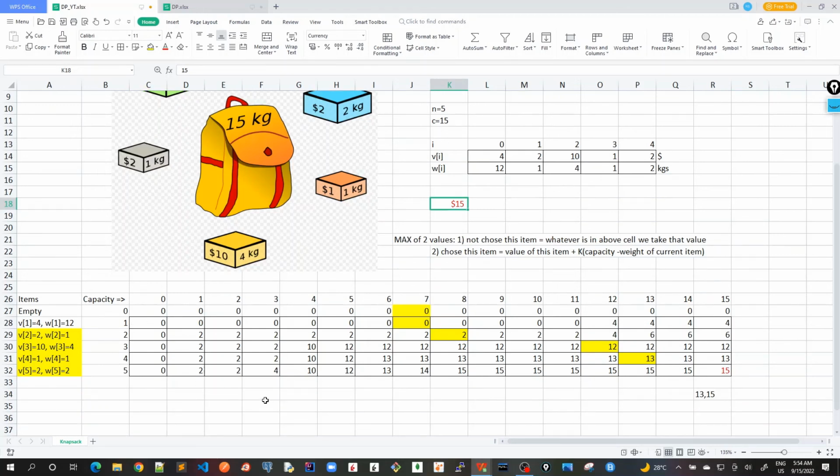So guys, this was all the dynamic programming approach. In the next video, we'll use the same algorithm or formula and solve this problem in Java and submit it in HackerEarth and see whether it passes or not. So see you in the next video.